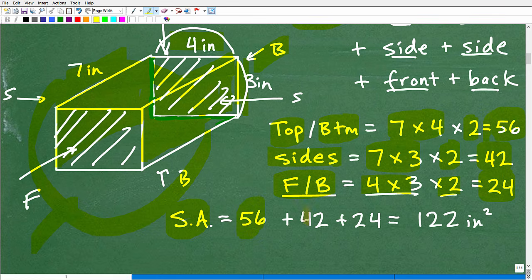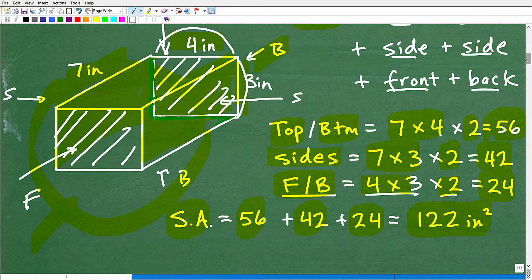So that'd be 56, 42, and 24. So that's 122, but 122 what? Inches squared. So correct units of measure, and this is a pretty basic example of surface area, and that is the correct answer. Now, you could have a variety of different types of figures, right?